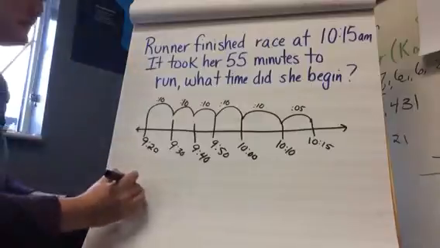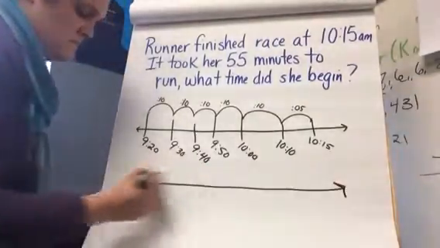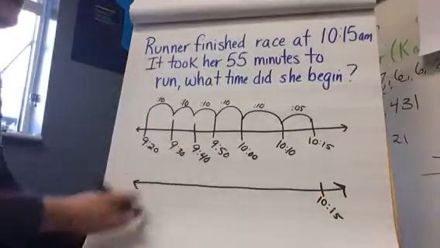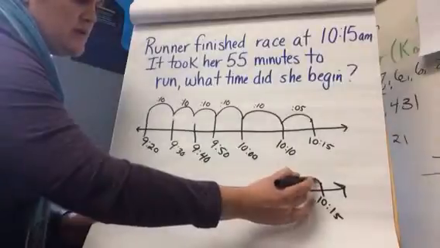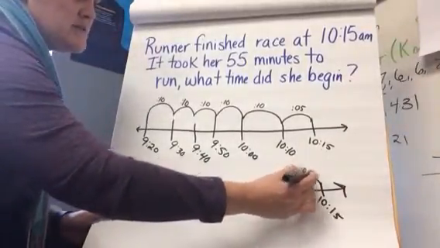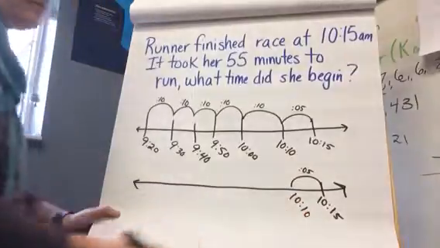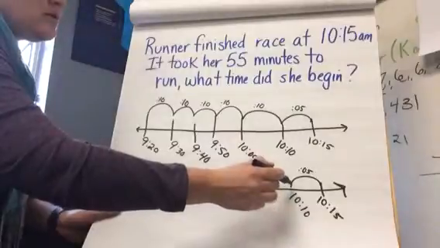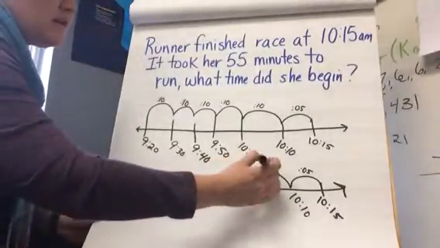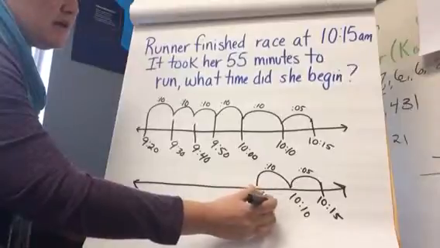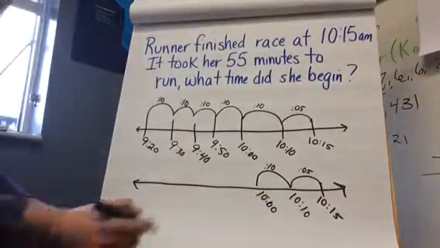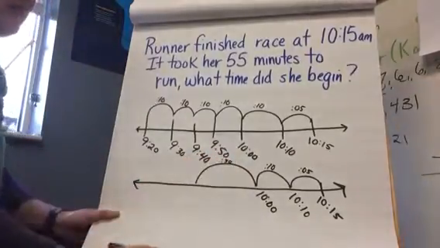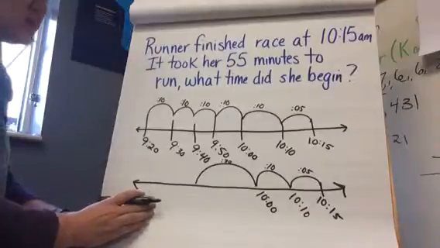Another way I could look at this, I have my number line. I know that I start at 10:15. I need to move back 55 minutes. I could say, well, you know what? I'm still going to jump back by 5 minutes because that's going to get me to 10:10. I know that if I jump 10 minutes, another friendly number, I'm going to get to 10 o'clock. Now I'm going to jump 30 minutes because that will get me to my end result faster.